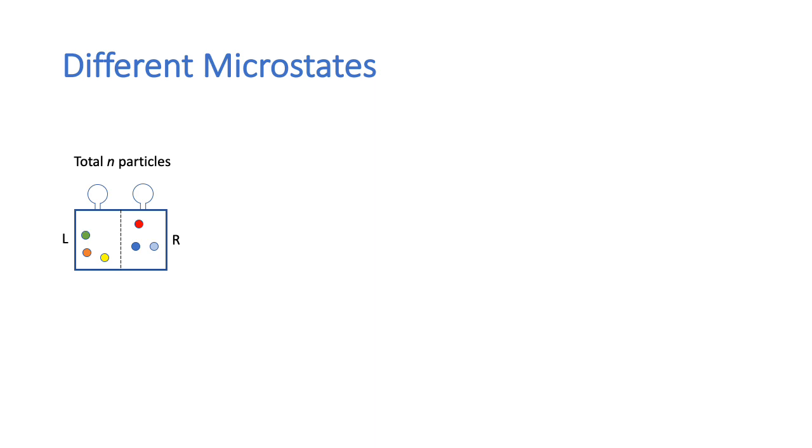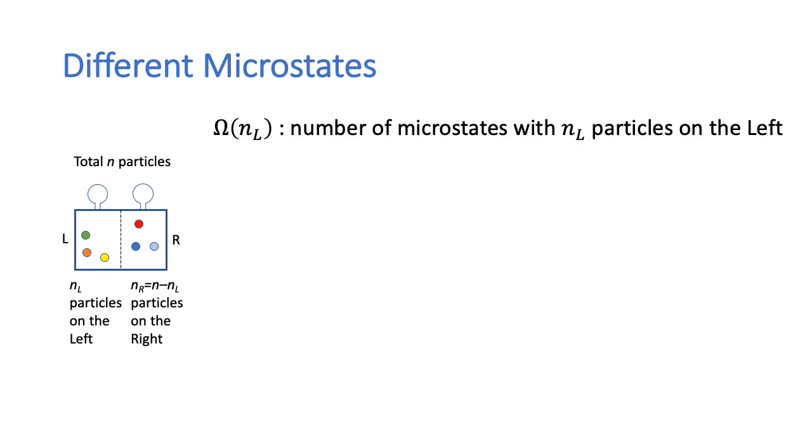Now let's see how to calculate the number of microstates for every macrostate. Suppose we have a system with n particles. NL denotes the number of particles on the left, NR, which would be n minus NL, is the number of particles on the right. So omega NL would denote the number of microstates with NL particles on the left. So omega 0 would mean that we have 0 particles on the left. All of the n particles are on the right-hand side, and there's only one way to do this. So omega 0 is equal to 1.